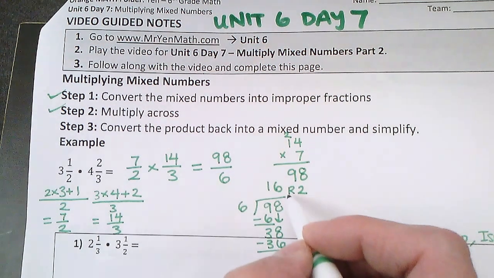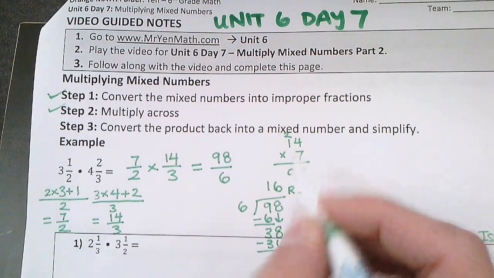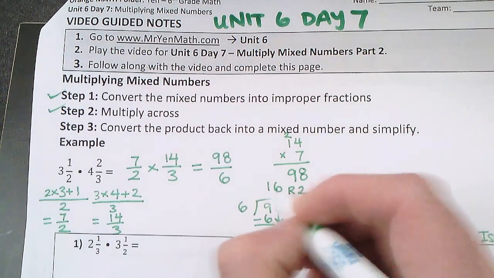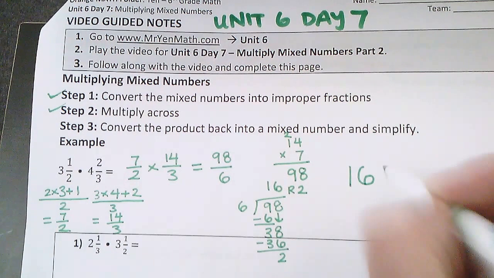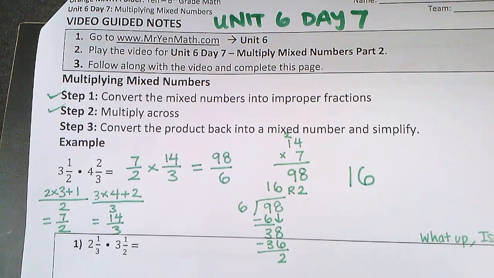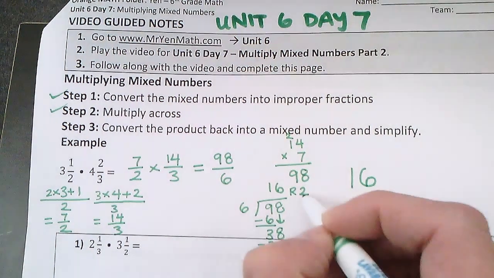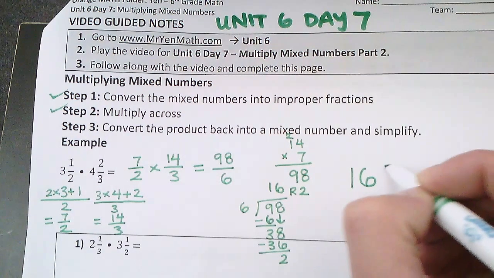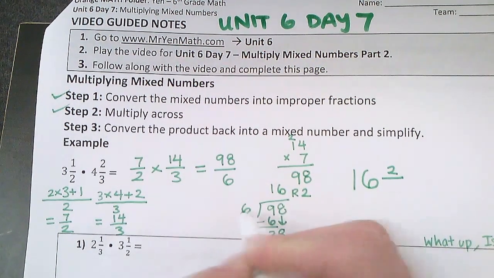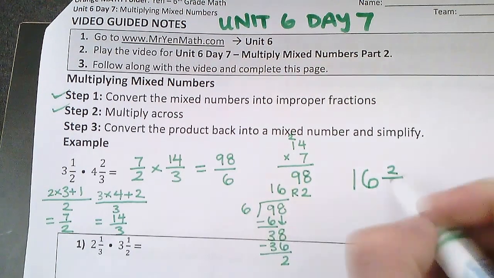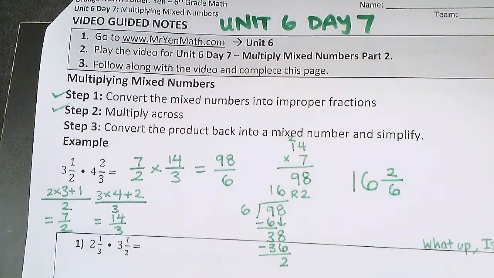Now when we convert this into a mixed number, 16 was the total number of times that 6 could go into 98. So 16 is our whole number here. 2 was the remainder, which was left over. And we were splitting it into parts of 6, which is what we divided by. So that is our denominator there. 16 and 2/6. Almost done.